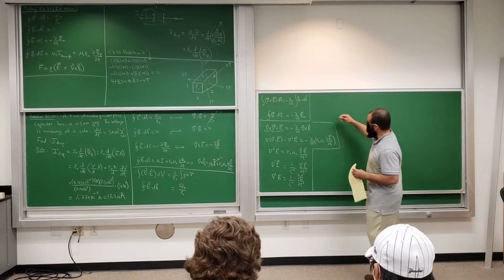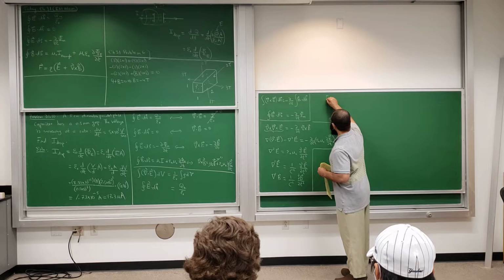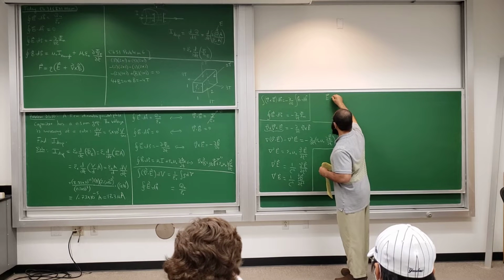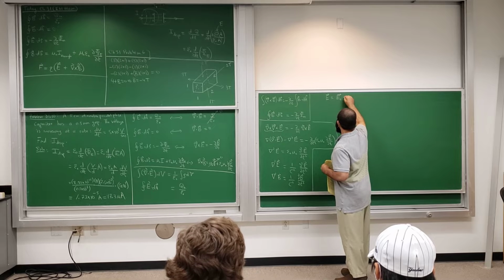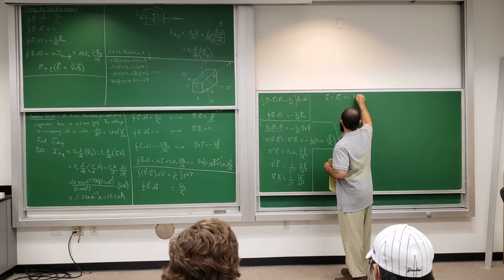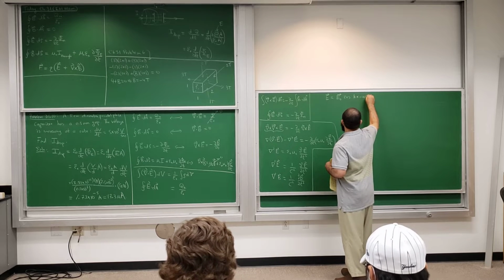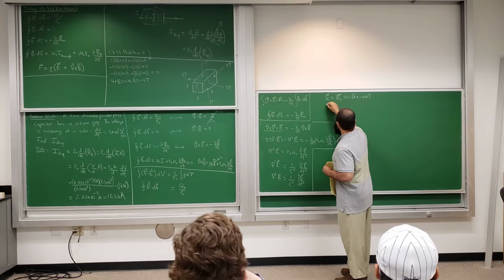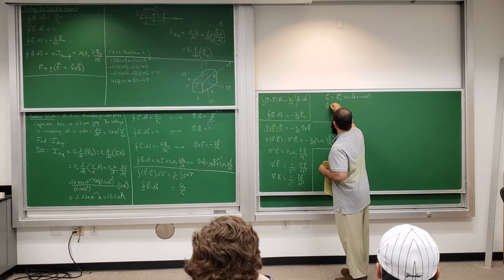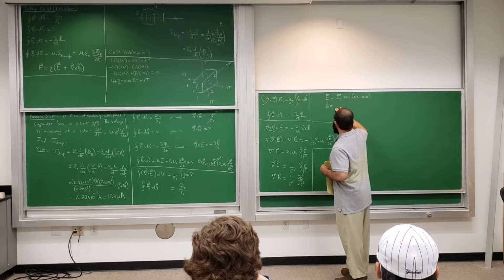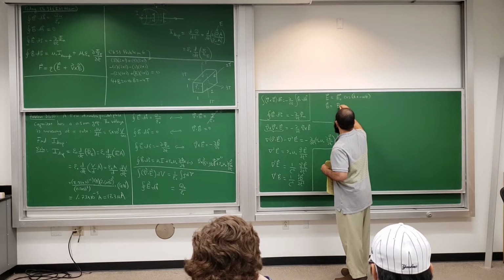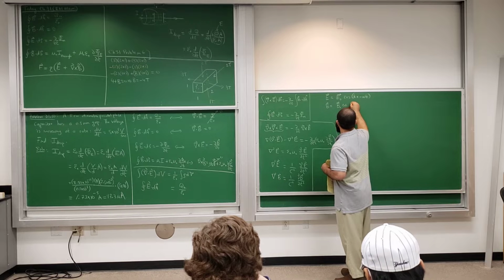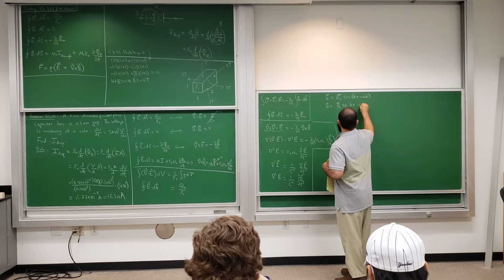So here's the solution we're seeking. We're looking for a solution where the electric field equals some amplitude of the electric field, E naught, times the cosine of kx minus omega t. And then the magnetic field equals B naught times the cosine of kx minus omega t.